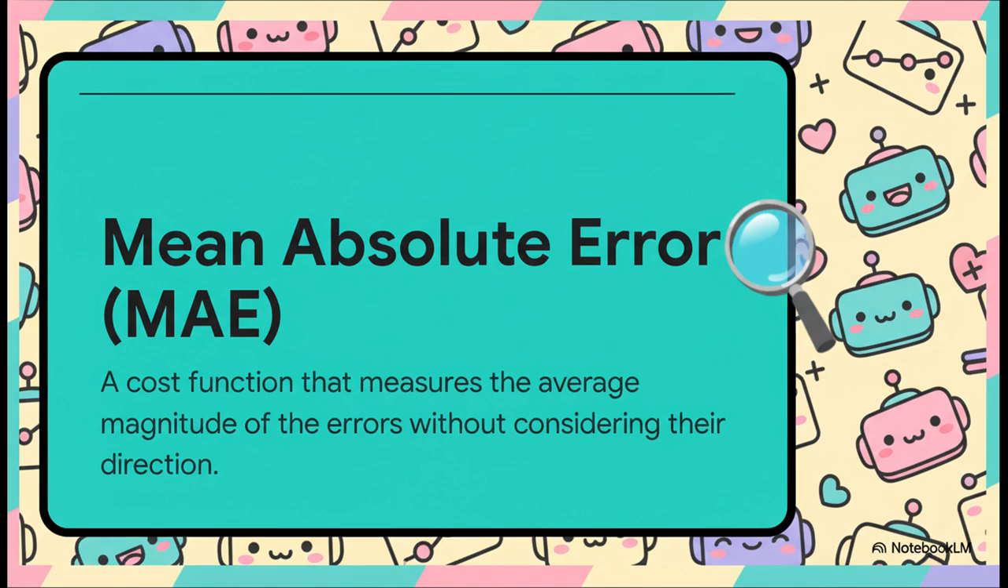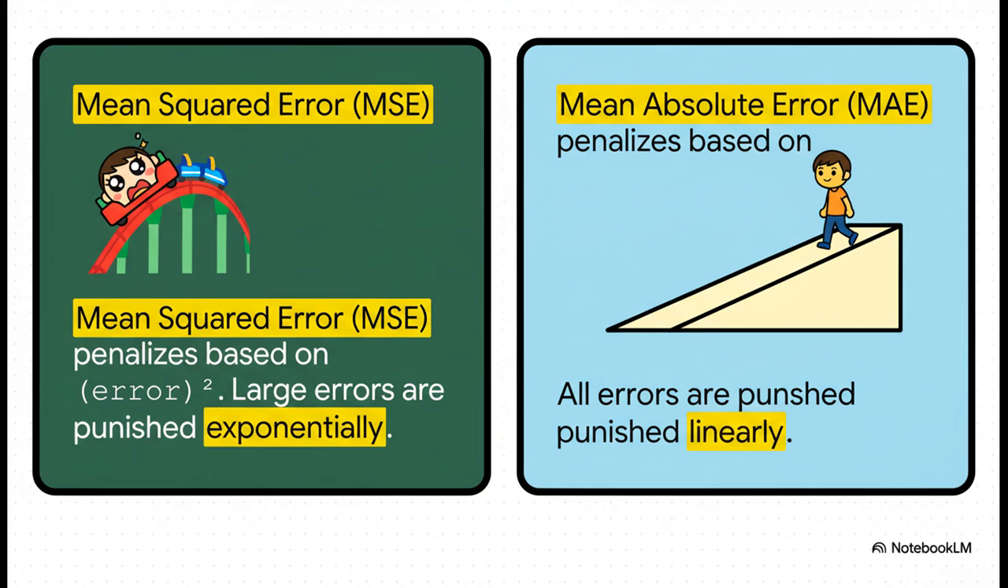Simple as that. This comparison right here is key to understanding the difference. With MSE, the penalty grows exponentially. It just explodes. But with MAE, the penalty is linear. An error of 10 is punished exactly 5 times more than an error of 2. There's no dramatic, outsized punishment for being way off.